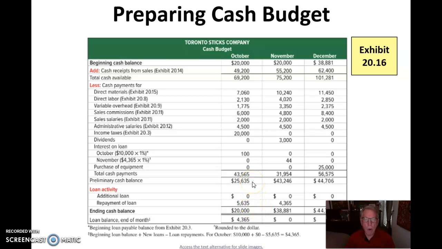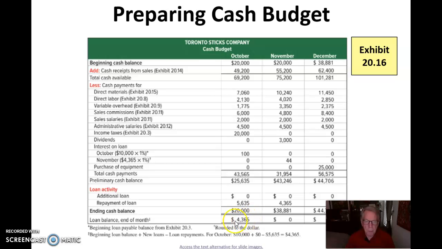We are now over our minimum. We want to keep a minimum of $20,000 as safety, right? We're $5,635 over that. So we don't need any additional loan. We can repay down to $20,000, which is $5,635. And that changes that $10,000 loan balance down to $4,365.